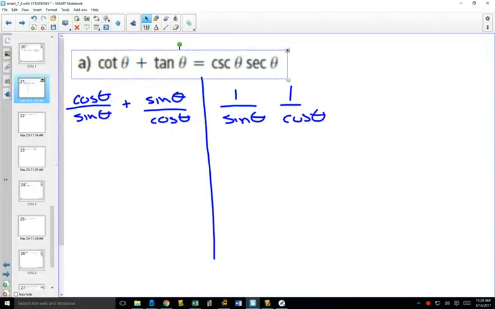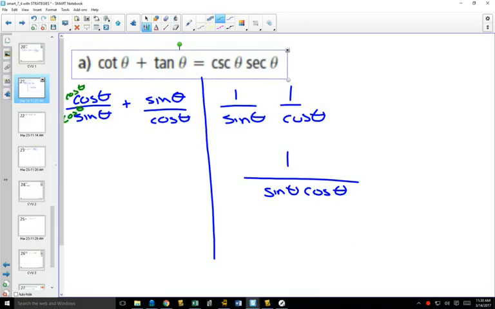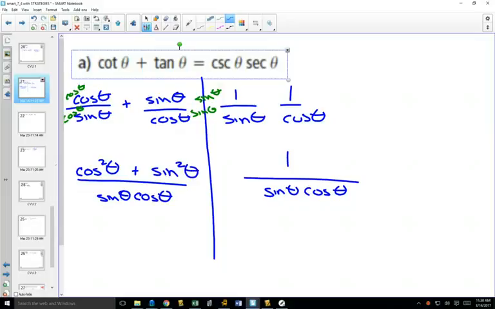Now, if you choose the strategy of changing things to sine and cos, then the next part of that strategy is writing both sides as a single fraction. The right-hand side, if you multiply those fractions, we've got 1 over sine theta cos theta. On the left-hand side, in order to add fractions, we're going to need a common denominator. So this one is missing a cos on the bottom, and this one is missing a sine on the bottom. If we do that, we've got a common denominator of sine theta times cos theta. And if I multiply on the top, cos times cos is cos squared theta. Sine times sine is sine squared theta.